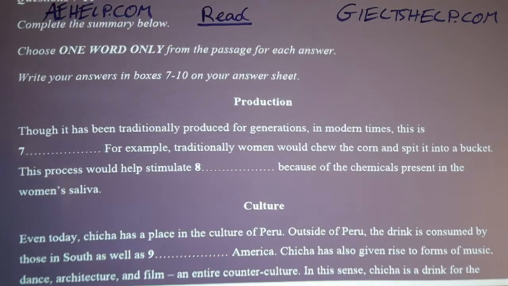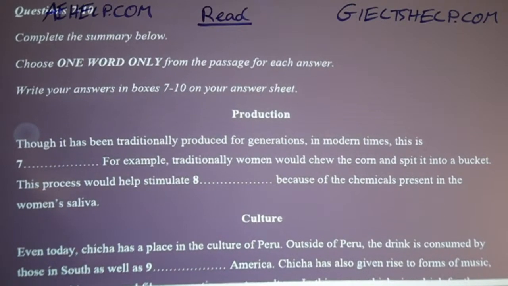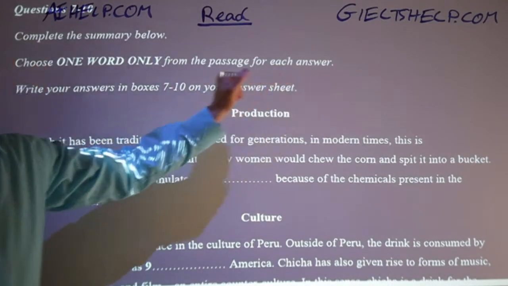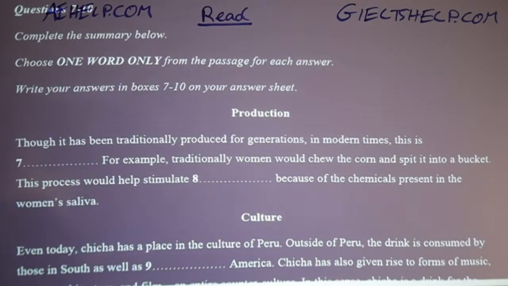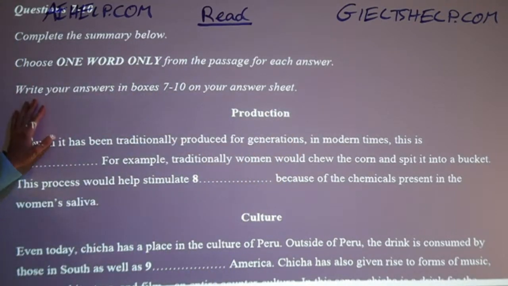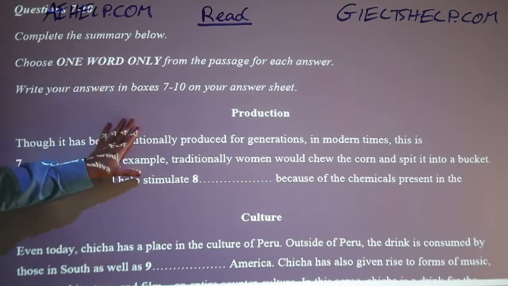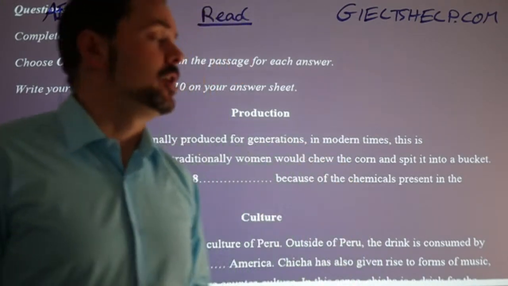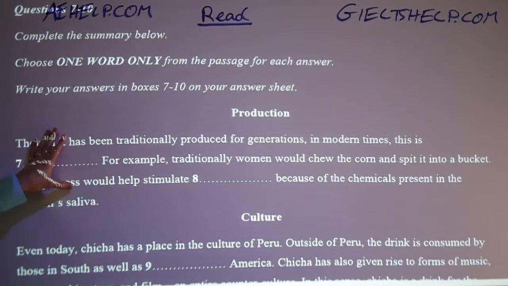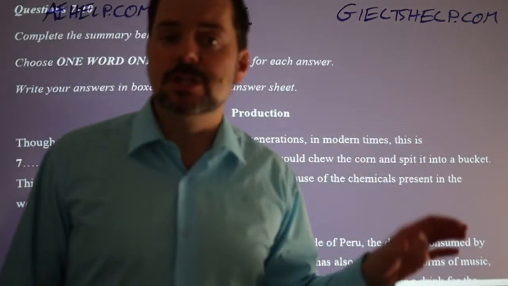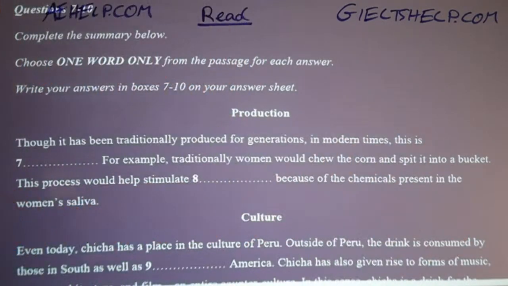Now here, we have our next set of questions. It is complete the summary below. Choose one word only from the passage for each answer. Write your answers in boxes 7 to 10 on the answer sheet. All right, so here we have complete the summary. Summary completion questions are all in the passage and they're paraphrased, okay? So you're not going to see this exact phrase or grammar or vocabulary, but you will see this exact same information. So read these nice and quick before you read the passage.